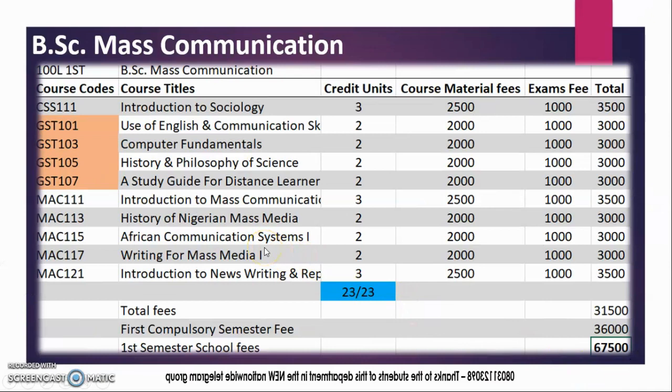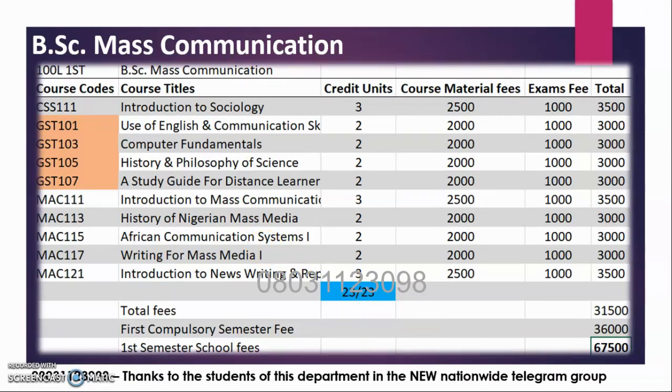So B.Sc Mass Communication is a 4-year course spread through 8 semesters as usual. And these are the first semester courses: the course codes, course titles, credit units, and the amount you pay for the course materials of each course. The exam fee is usually 1,000 for undergraduate students, and the total fee, which comprises the course material plus exam fee, is 3,500 for this first course, and so on.